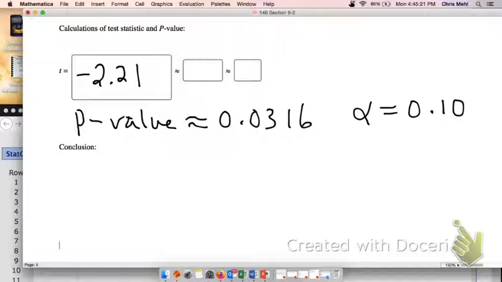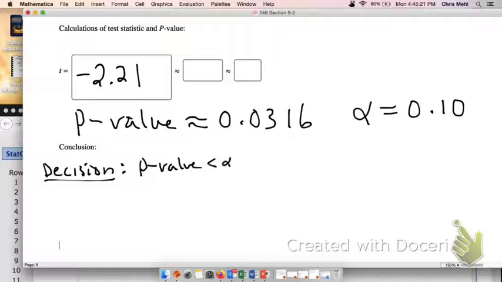I could have also used 0.05 and I would have got the same conclusion. Okay, so the decision, I'll do that first. The decision is, notice the p-value is less than alpha, so we reject H0. So we're actually rejecting the claim that they're equally effective teachers. Okay? We are rejecting the claim that they're equally effective teachers.